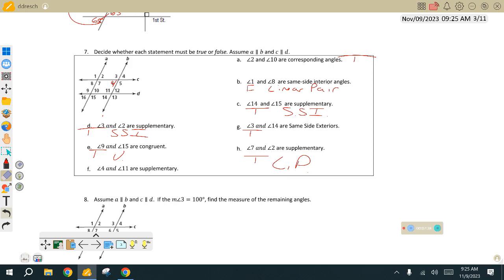Isn't 4 the same thing as 6? Because vertical angles are congruent. And by sliding that down, what can you tell me about the new location of 4? 4 and 11 are what? Supplementary, because we have another same side interior. So these are going to be what?